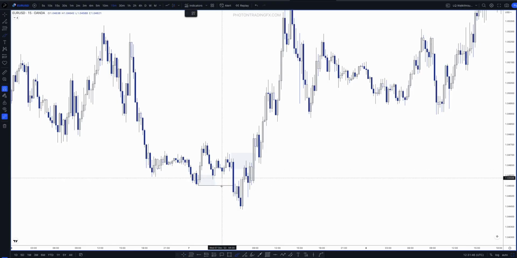Did it sweep liquidity? Nice clear one here, right? Got a high in here, swept liquidity there. So that's a nice flip that swept. And again, remember, not saying we want to trade all of these. Just because you see one doesn't mean you should be trading it. This is just purely identifying it.